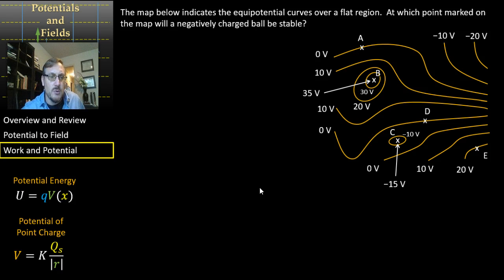So you can think about what that means a little bit and try to figure out which of these 5 points, A, B, C, D, or E, would be a good place for a negatively charged ball to be stable. A, B, C are down here, D is up here a little bit, and E is out in the corner.